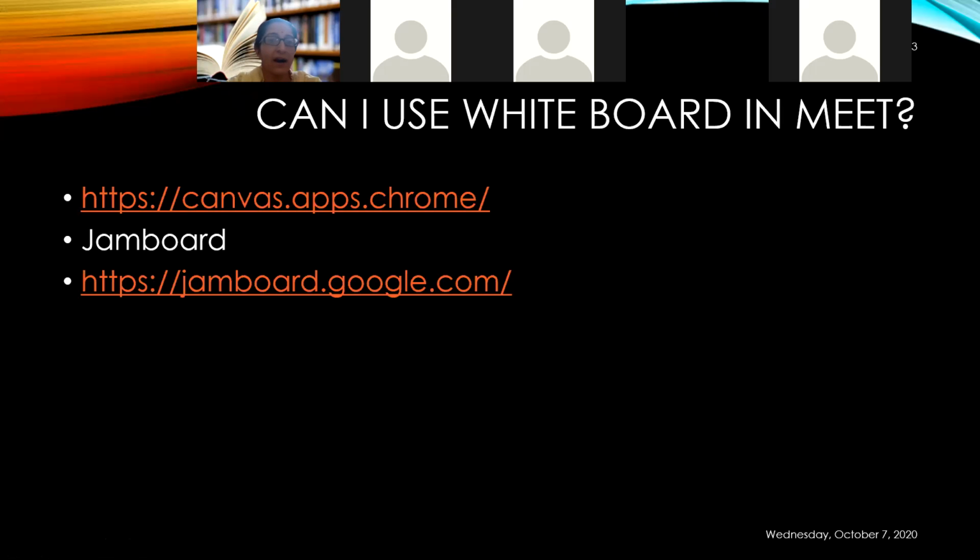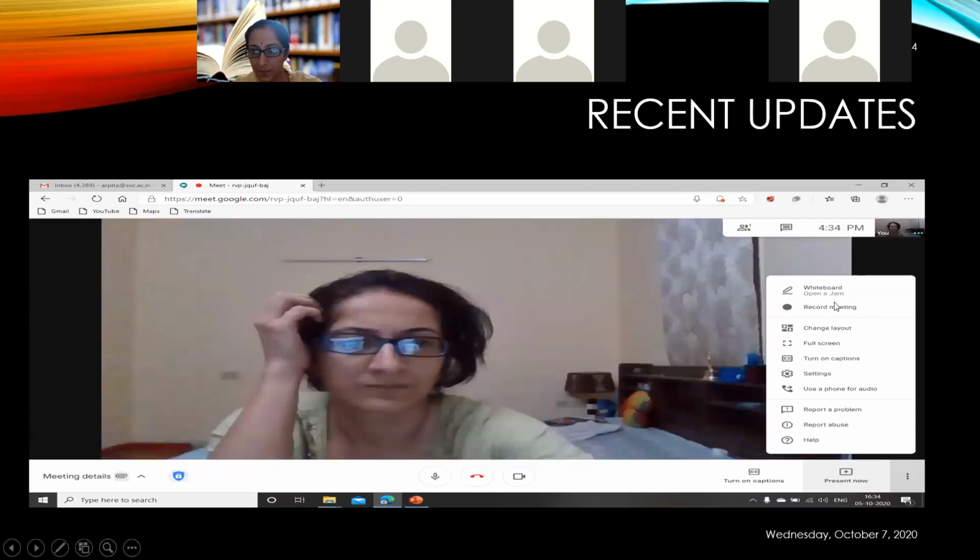Earlier, for using the whiteboard, we had to go to these extensions, but now it is there in your Google Meet. How? I'll show you. See this. Now the 3 dots will give you an option of whiteboard. Click on whiteboard, and it will automatically start the whiteboard.